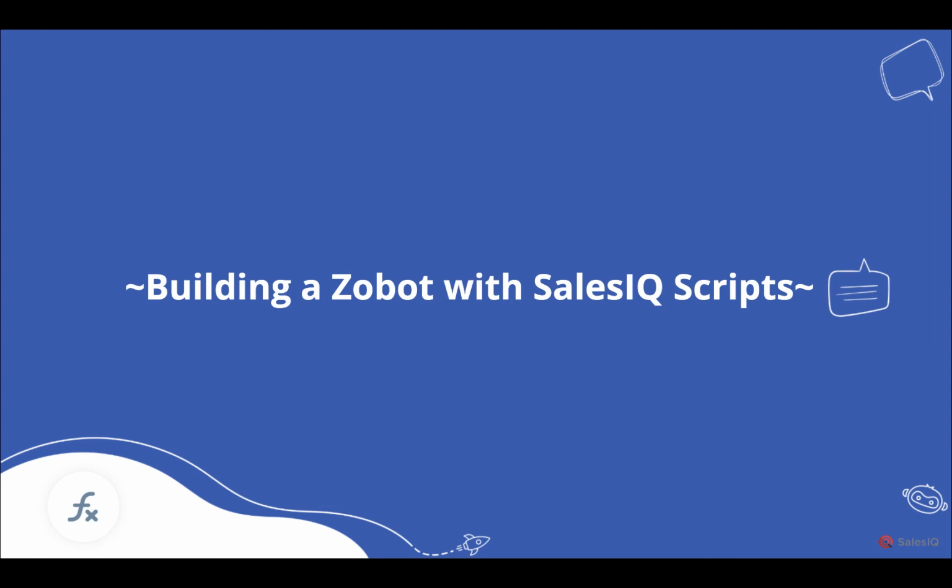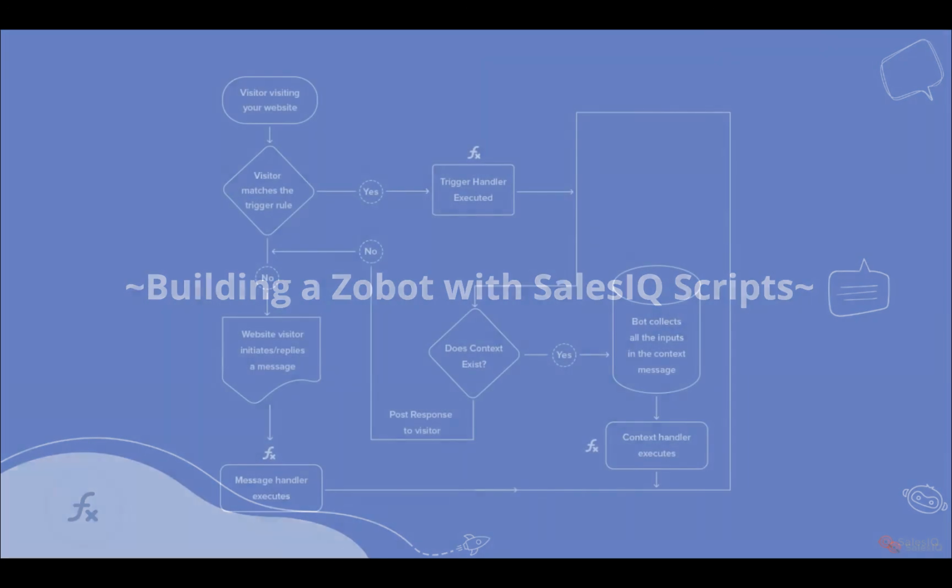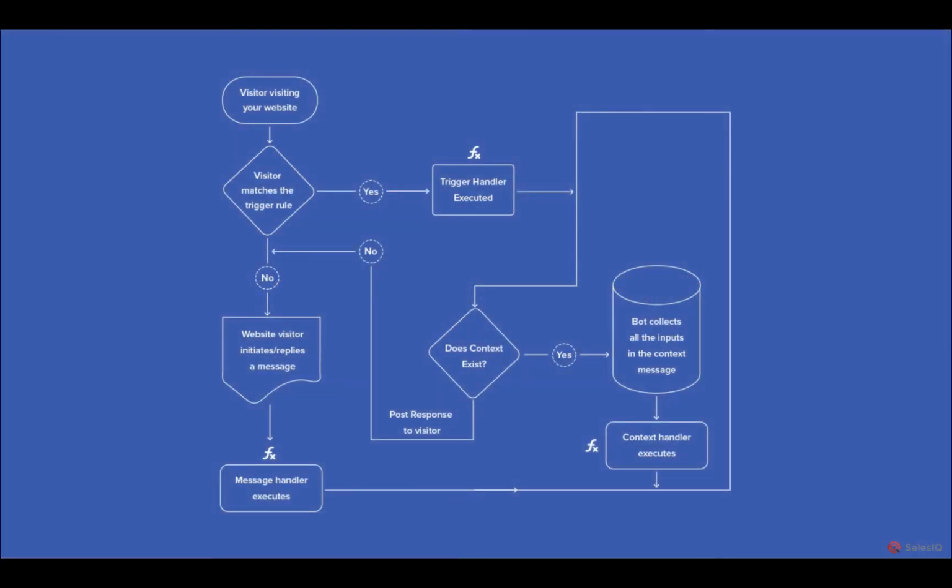I'll tell you how it works. A visitor lands on the website. If the visitor matches the criteria that is set inside, the Zobot will trigger a message. If not, it doesn't trigger a message, and the visitor must proceed to initiating a chat with the Zobot. When the visitor sends out a message, the message handler will come into play. Handlers are the backbone of the SalesIQ Scripts platform.